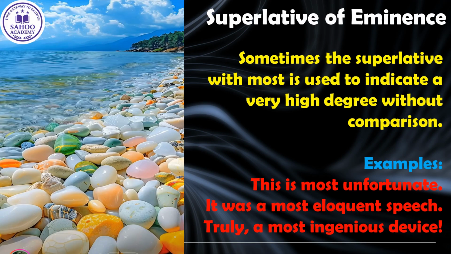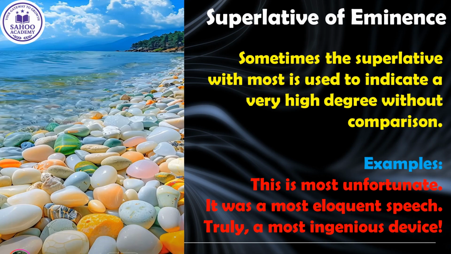Now let's learn a very interesting point in grammar called the superlative of eminence. Sometimes we use the superlative word most not for comparison but simply to show a very high degree of quality. This means here most does not mean the highest among many. It only means very or extremely. Clear? For example, this is most unfortunate. Here it does not mean the most unfortunate thing in the world. It simply means very unfortunate.